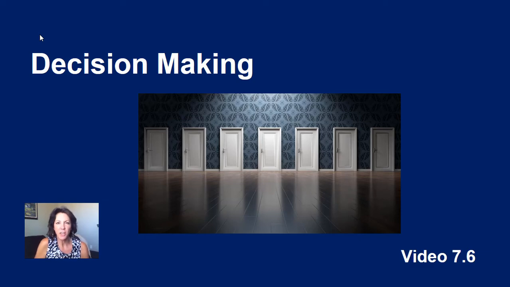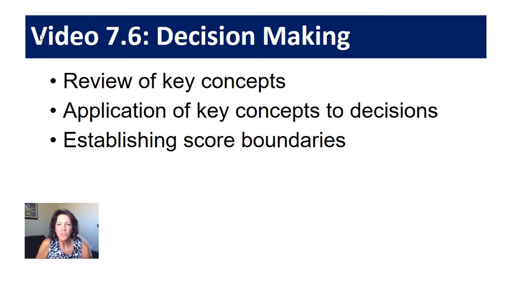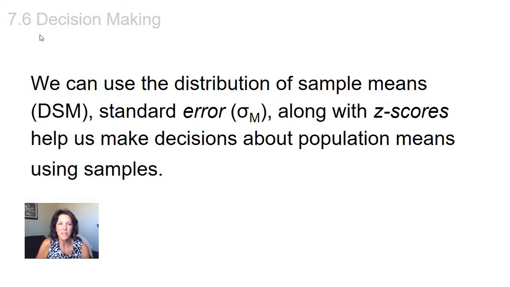In this last video, in lesson 7, we're going to be talking about decision making. And in this video, we're going to be using the unit normal table. So if you don't have it out, go get it out. You're going to need it. So we're going to review some key concepts. We're going to apply these concepts to decision making, and we're going to talk about something called score boundaries.